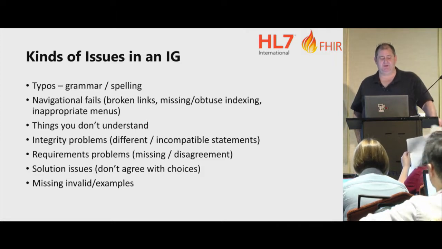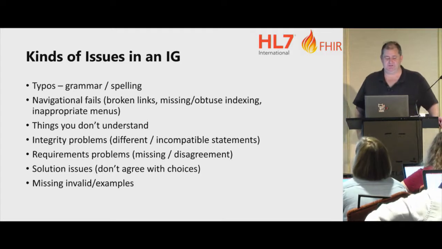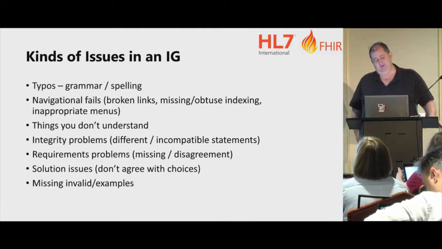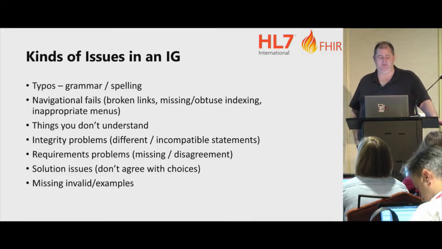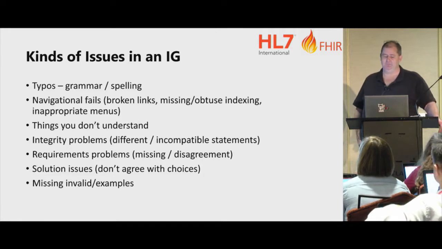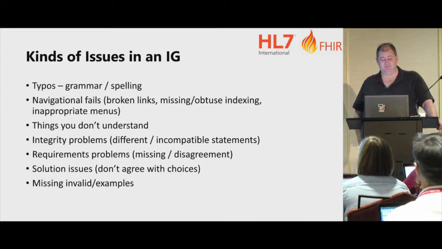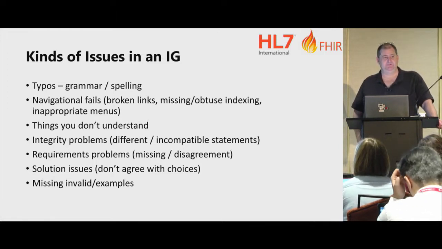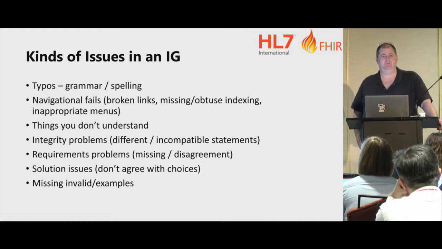Okay, the next thing you might find are navigational fails, where you've got broken links, missing and obtuse indexing, and inappropriate menus. We work really hard not to have any broken links, but broken links, typically you'll find them in external links because I can't auto-validate them in the same way. The implementation guide tooling is extremely thorough with internal links. But be sympathetic to implementation guide editors. A typical implementation guide has between 500,000 and 1.5 million hyperlinks in it.